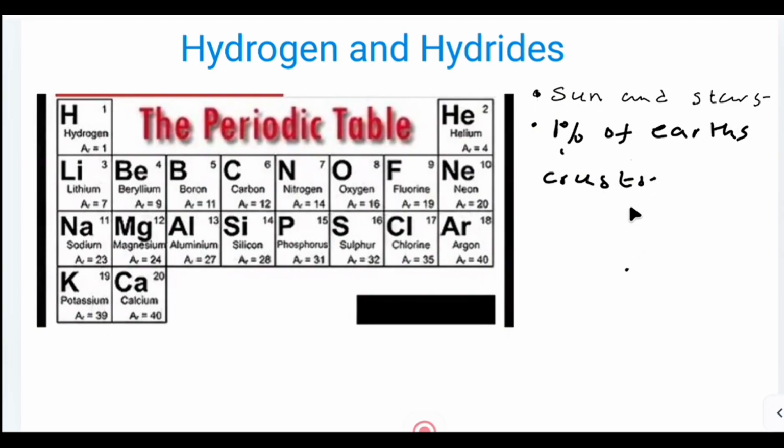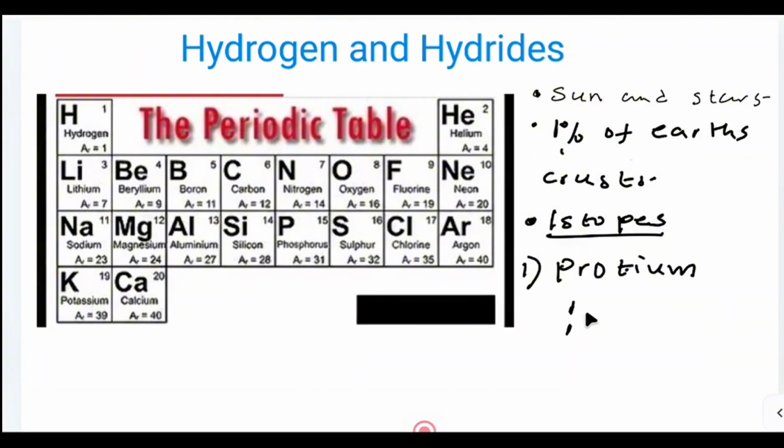Now, hydrogen exists in different forms, which we refer to as isotopes. The first isotope of hydrogen is protium. And usually when we say hydrogen, we just refer to protium. So protium has the symbol 1 1 H.